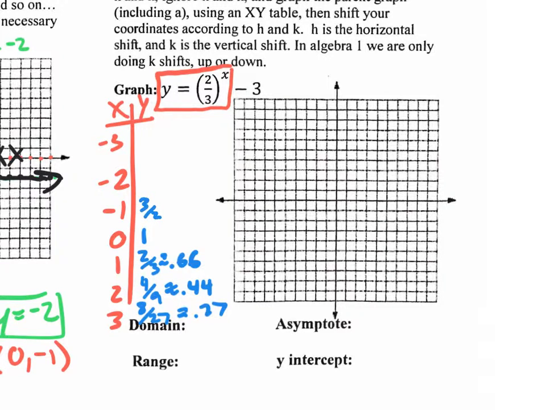And if you go 3/2 times 3/2, that'll be 9/4. And then 9/4 times 3/2 will be 27 over 8. And if you think about that, 3/2 is roughly 1.5. 9/4, 9 divided by 4, is 2.25. 27/8, 27 divided by 8, is about 3.4. Okay, so if we graph these guys, let's graph the first coordinate, -3 and 3.4.